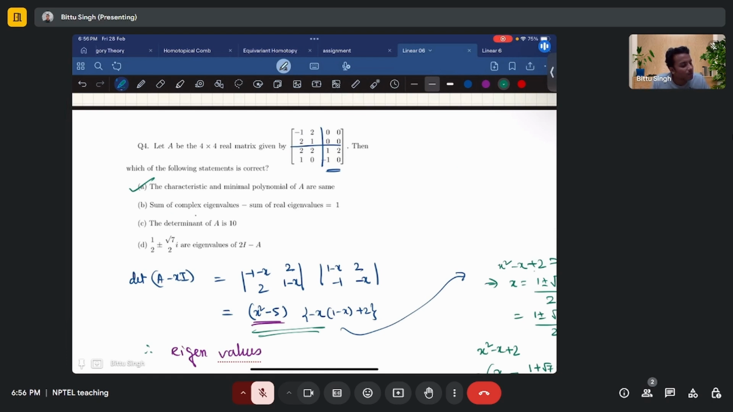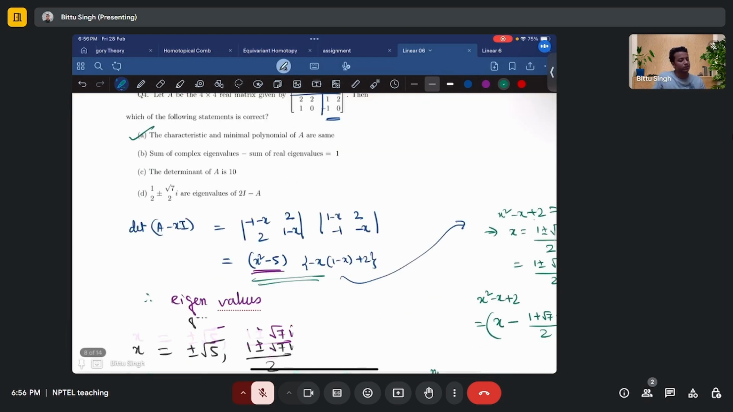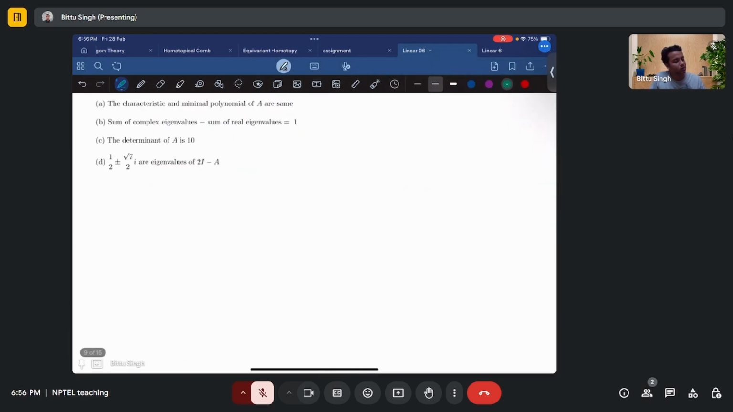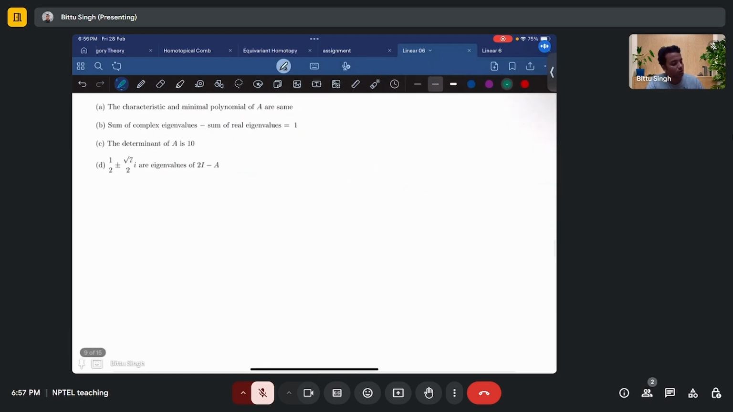Now, sum of complex eigenvalues minus sum of real eigenvalues. Okay, let us calculate. So, sum of complex eigenvalues minus sum of real eigenvalues.